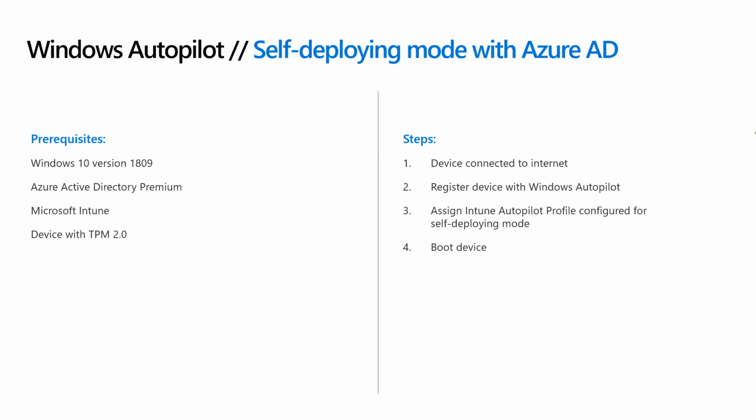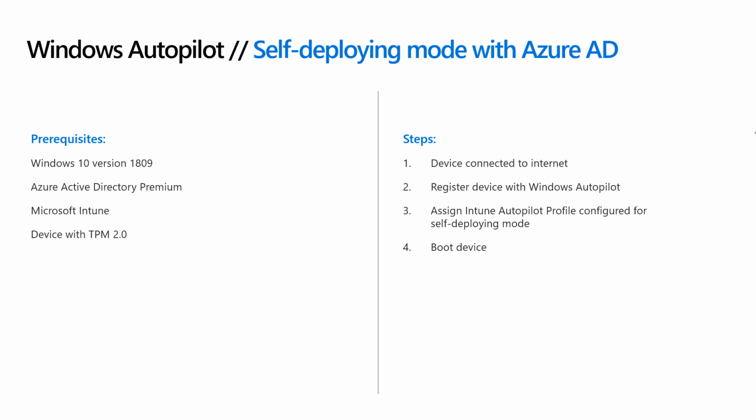Self-deploying mode. We need to have 1809, Azure AD Premium, Intune, and TPM 2.0, because in this case, we do not provide the user credentials, right? So we need to, in some way, authenticate this computer. So that's why we need to have TPM, this module. I hope you know what TPM is. Okay. So the device is connected to the internet, you register your device, you assign an Autopilot profile not for user-driven mode, because we don't need to have a user.